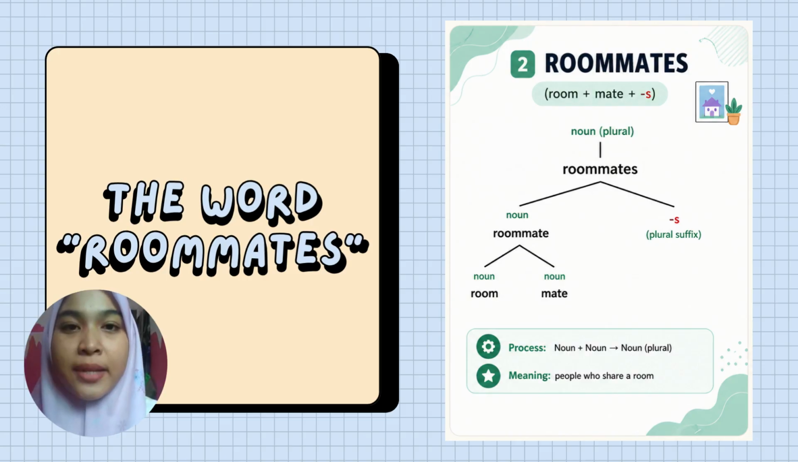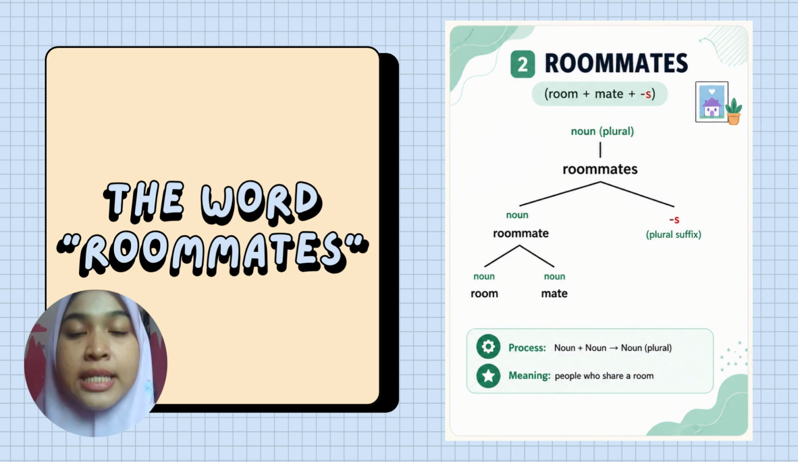Second, I will explain the word roommates. This word consists of three morphemes: room, mate, and s. Both room and mate are nouns. They combine to form a compound noun, roommate, which means a person who shares a room. Then, the suffix s is added to show plural form, resulting in roommates. So, the process here is noun plus noun, forming a noun and then adding a plural suffix. The meaning of this word is people who share a room.